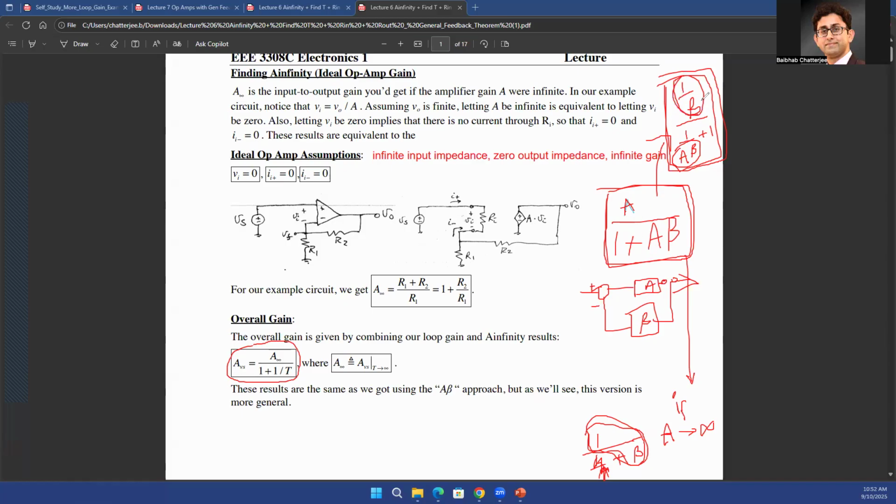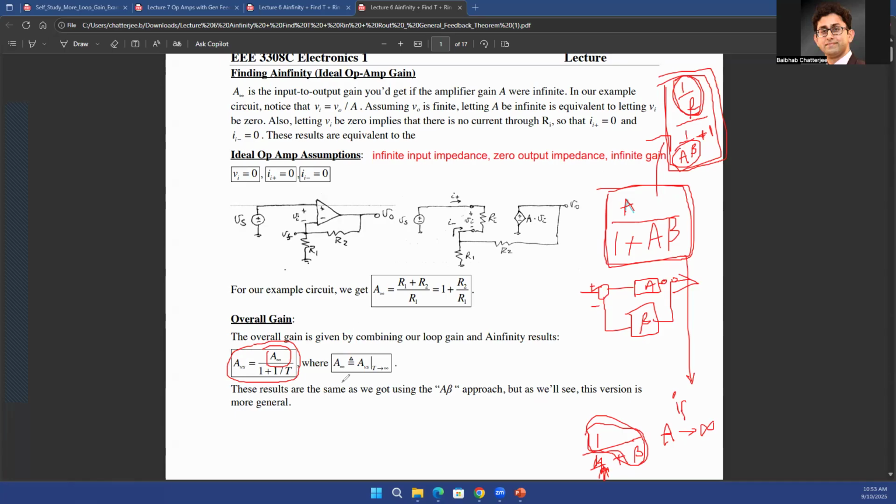That 1 over beta is something that you have at the numerator, right? So let's call that A infinite. So A infinite is nothing but the gain of the system if you have A equal to infinity. That's what it means. A subscript infinity. That means if A were infinity, what would have been the gain of the entire system? Right? That's in your numerator. In your denominator, you have 1 plus 1 over T. What does T mean in that case? T means the loop gain. So T is equal to A times beta.